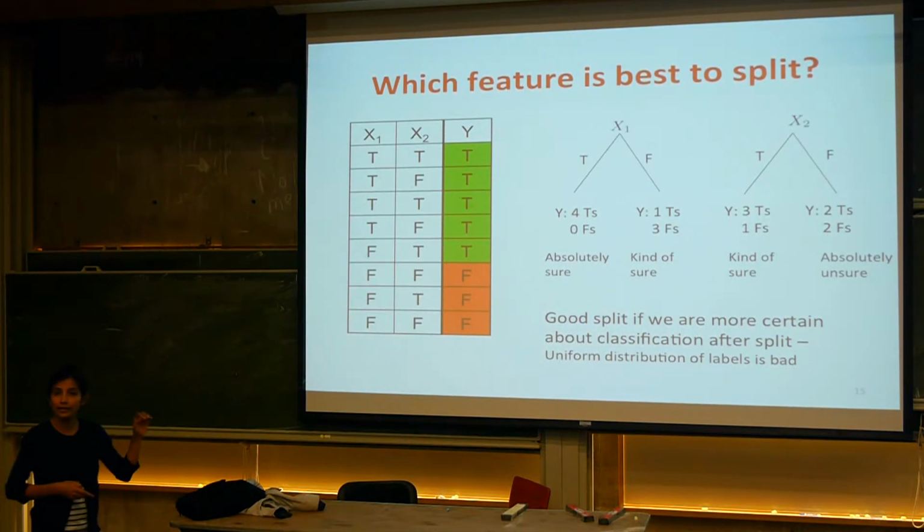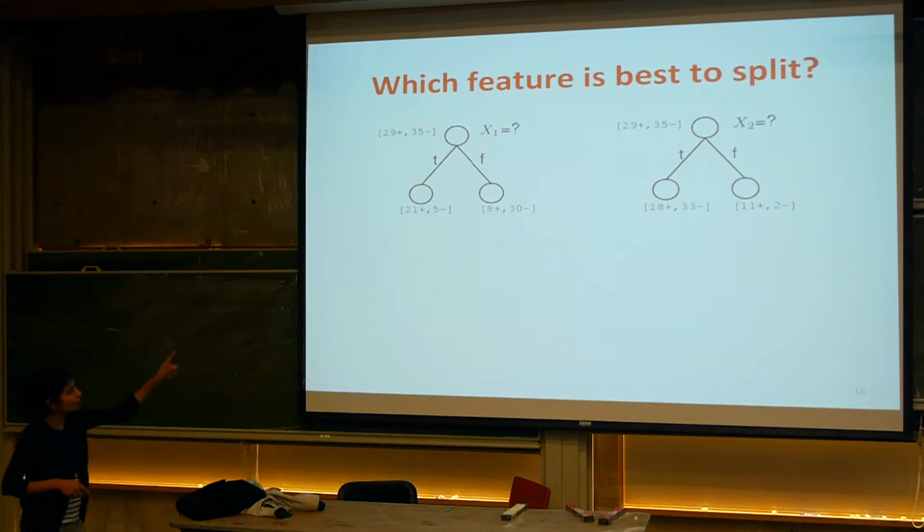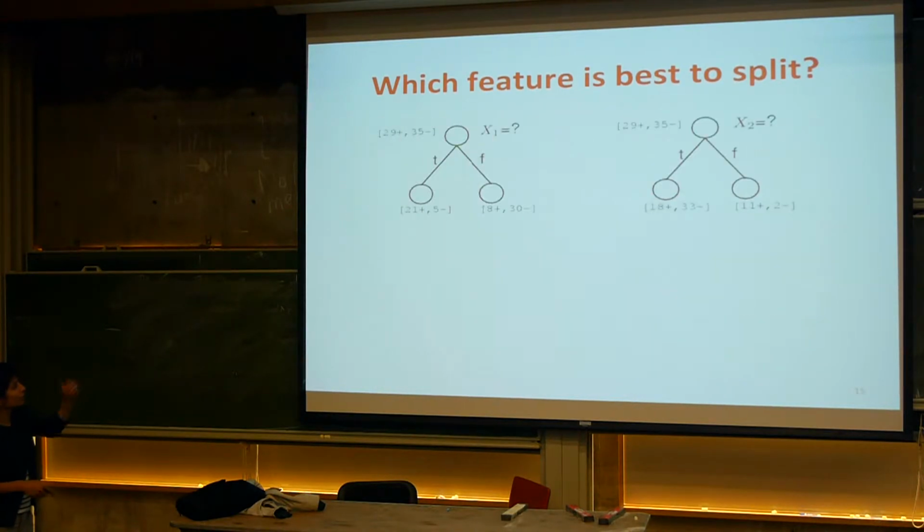Right? So we can capture this idea of how pure a split is by looking at one notion of entropy that we'll get to in a minute. I wanted to put in another example because in the first one, it was very clear by inspection which one was the best feature. But the reason we need a criteria is because it may not always be as clear.